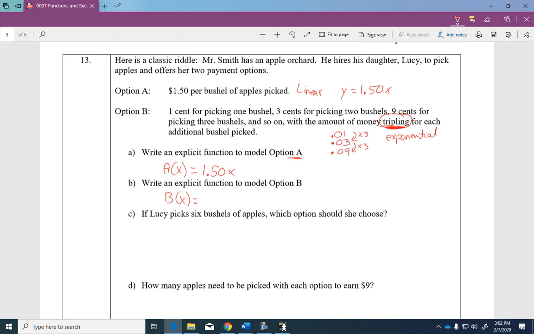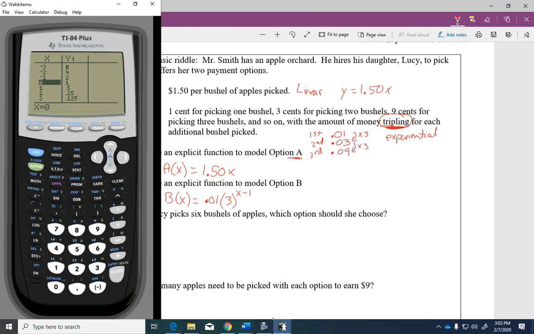Now this one I'm going to write in sequence notation, because this is my first bushel and my second bushel and my third bushel. So it's reminding me of a sequence. I might as well use that formula that the Regents exam gives me, where I use my first term, multiply it by the common ratio, and raise it to the x minus 1. And again, test these things out.